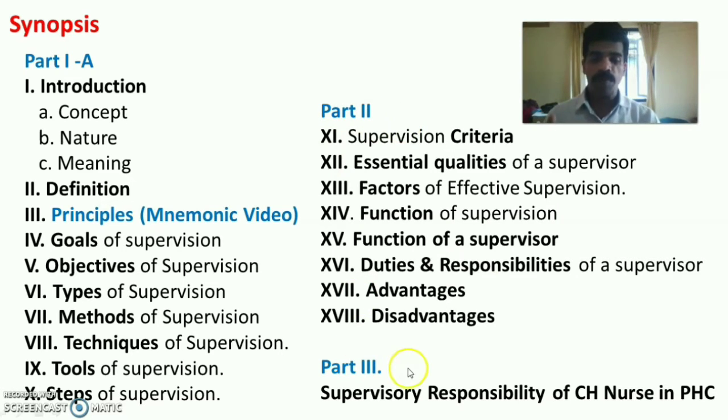Then we have one more part, part 3 of supervision, which is an important short note in community health nursing, that is the supervisory responsibility of a community health nurse in either a primary health center or in primary health care. Or they may ask about the supervisory responsibility of the community health nurse in general. That would be the third part video of supervision. So let us start with the video for part 1A, that is the basic or introductory part of supervision.